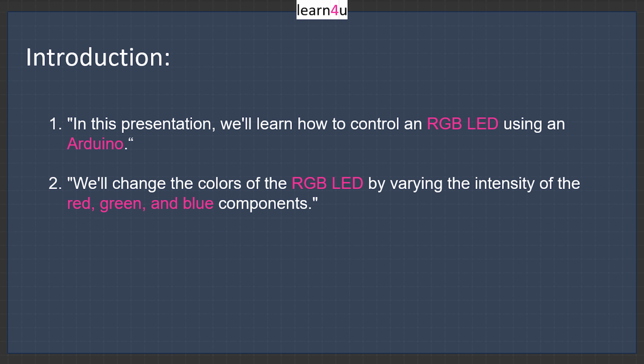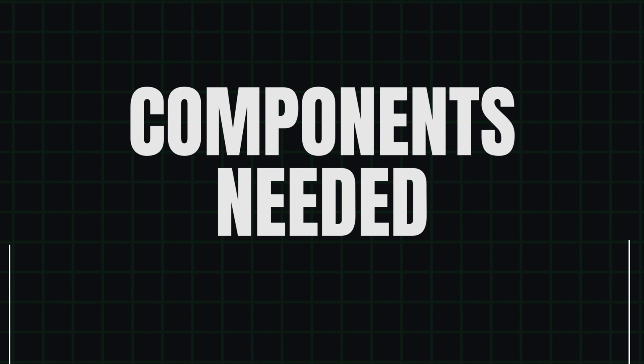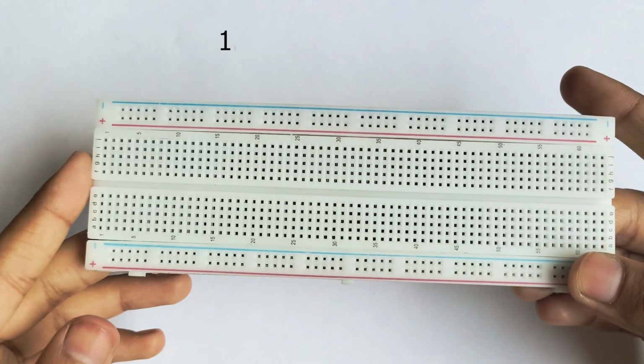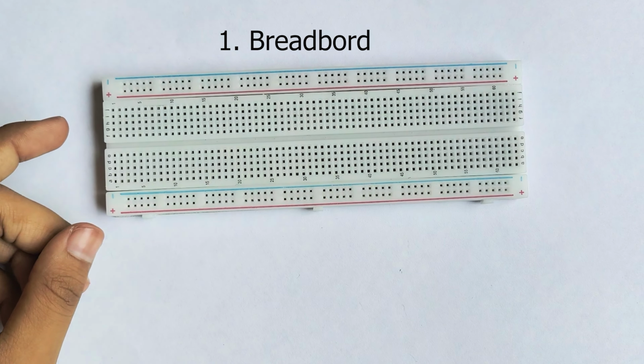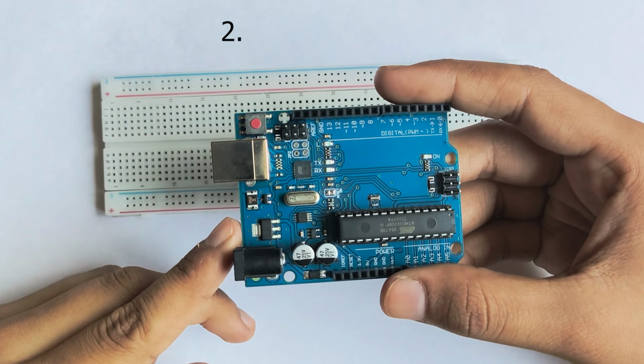So let's get started. What components do we need for this project? We require a breadboard, a board for making temporary circuits, then an Arduino UNO microcontroller that is used to control the LED. Then we require a USB cable that helps connect the Arduino UNO with the PC. Next we use an RGB LED, a light emitting diode with red, green, and blue channels. Then we require some jumper wires.